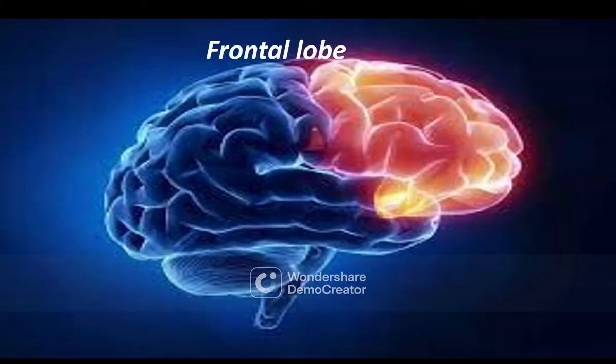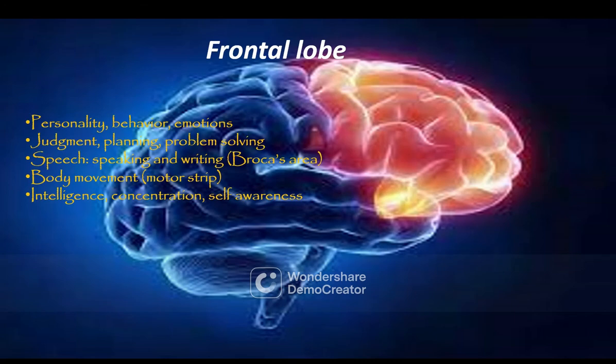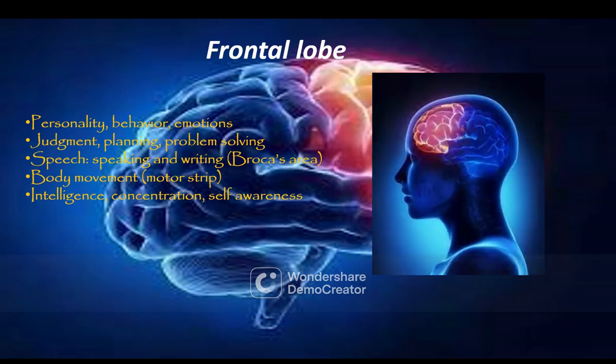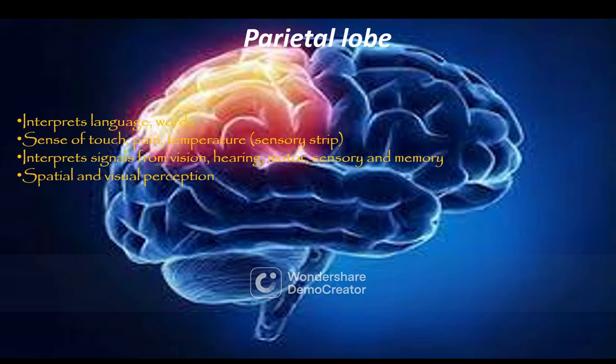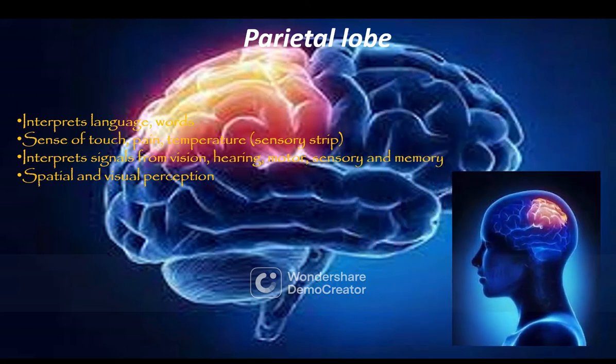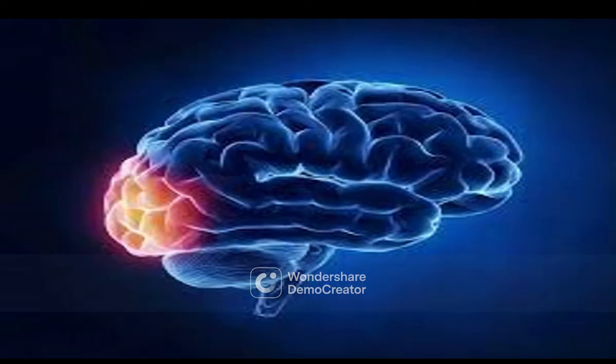Frontal lobe. Frontal lobe controls personality, behavior, emotions, judgment, planning, problem solving, speaking and writing, body movement, intelligence, concentration, and self-awareness. Then let's go to the parietal lobe. It controls interpreting language, words, sense of touch, pain, temperature, interpreting signals from vision, hearing, motor, sensory and memory, spatial and visual perception. Then let's go to the next slide.